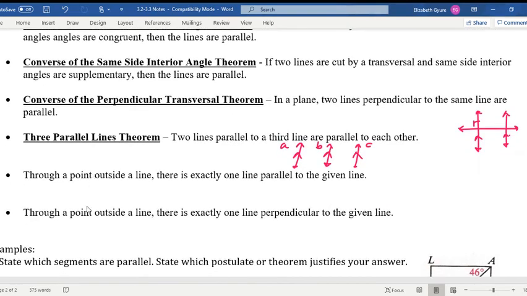And then just two other theorems. They don't really have names, they're more just concepts you need to understand. Through a point, it should say outside, not, oh, it did say outside.